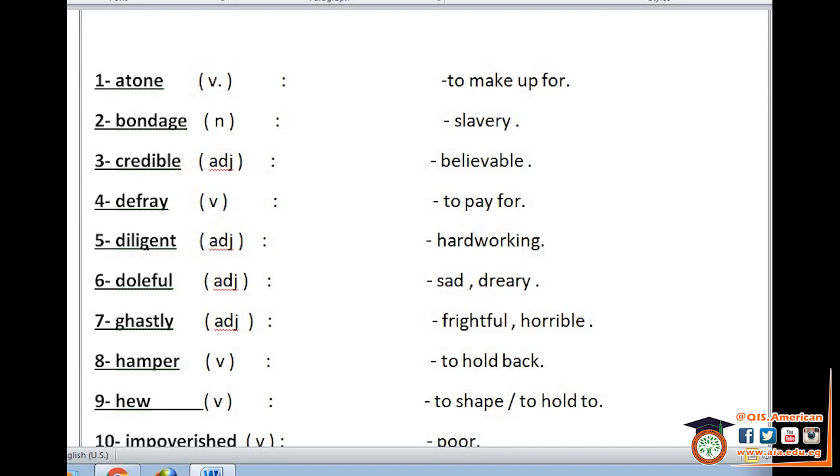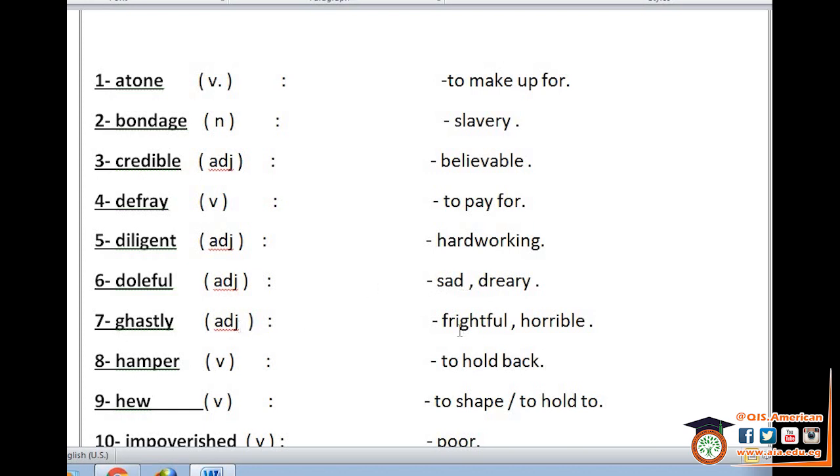Number 5, diligent. Hardworking. When I say a diligent student, a diligent businessman, a diligent teacher, this is a hardworking person. Number 6, doleful. This is sad or dreary. He had a doleful face, a doleful expression on his face. All right, this is doleful.